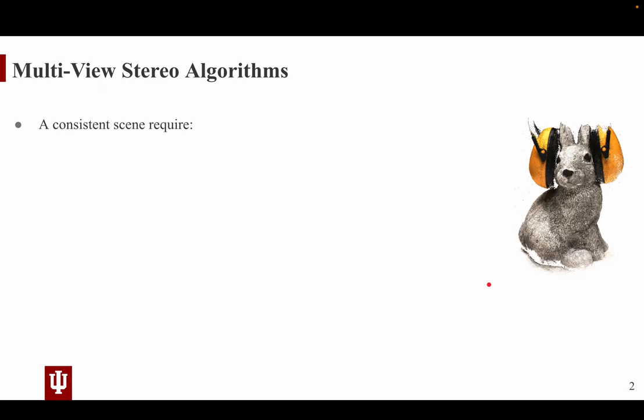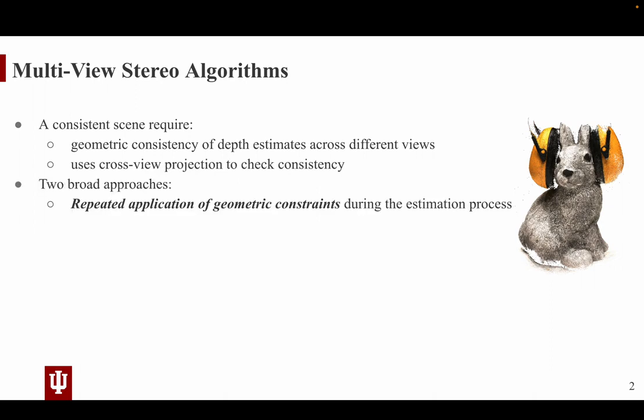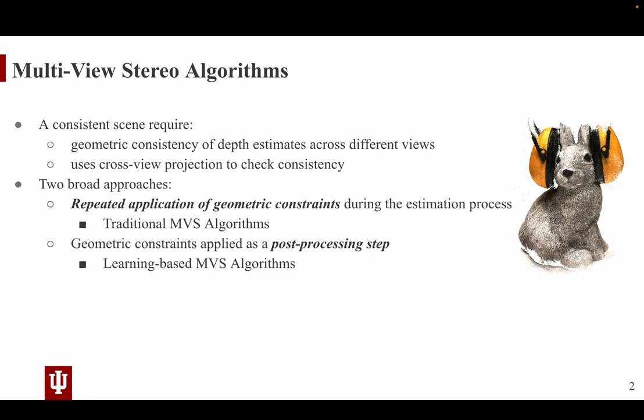A consistent scene requires geometrically consistent depth estimates across different views. The consistency is checked using cross-view projections. MVS algorithms take two broader approaches with regard to geometric consistency. First is the repeated application of geometric constraints during the estimation process, mostly used in traditional MVS algorithms. Second is geometric constraints applied as post-processing steps, mostly used in learning-based MVS algorithms. Our work, GC-MVSNet, is a learning-based MVS algorithm.